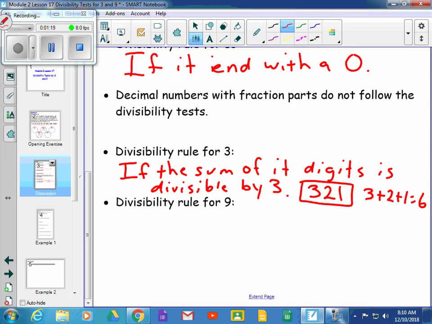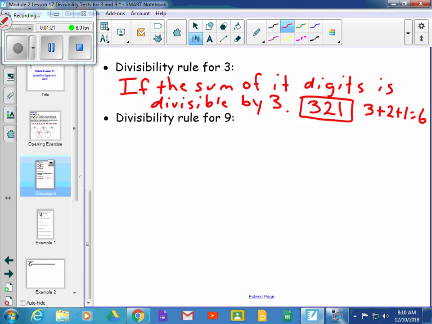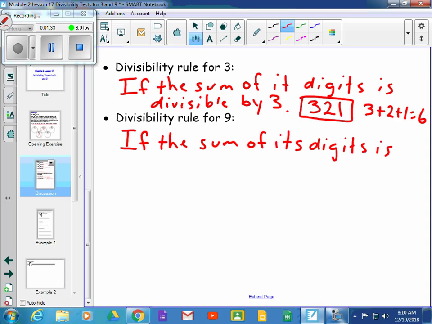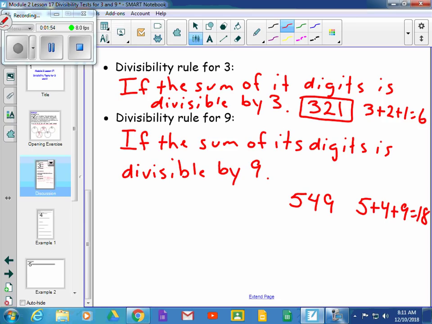The divisibility rule for 9 is very similar. A number is divisible by 9 if the sum of its digits is divisible by 9. So let me give you an example here. Let's say we have 549. If we add those digits up, 5 plus 4 plus 9 equals 18. 18 can be divided by 9, so 549 can be divided by 9.